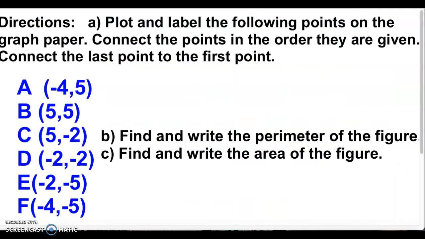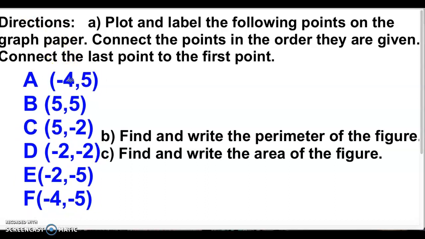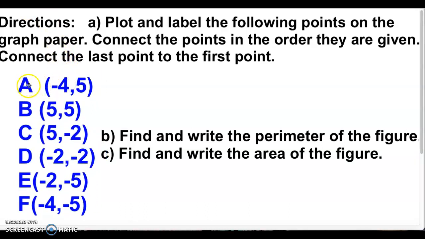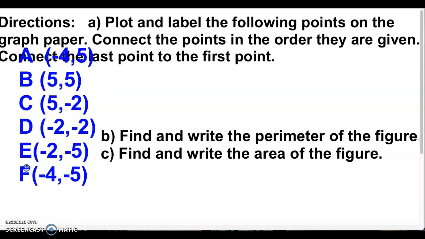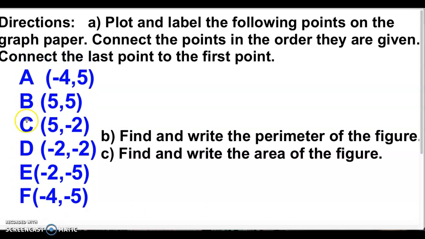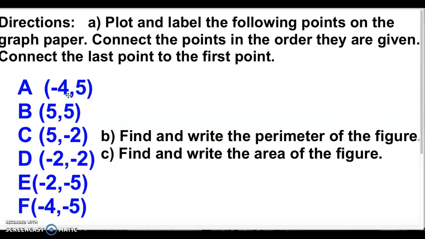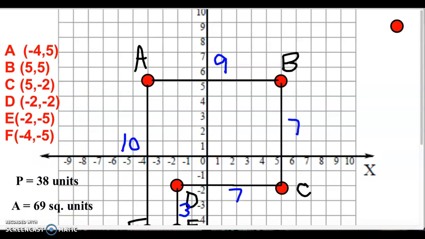Okay, so have the graph paper in front of you, and I want you to follow these directions. I want you to plot and label these points. I want you to connect them in this order, just like we did yesterday. So A to B, B to C, C to D, D to E, E to F, and then F back to A. I want you to find the perimeter and the area of the figure. So you're doing that on the first graph on your graph paper. Hit pause, and you'll come back to the answer.